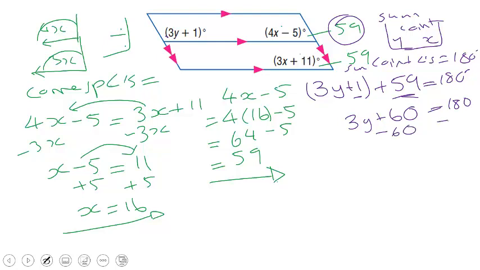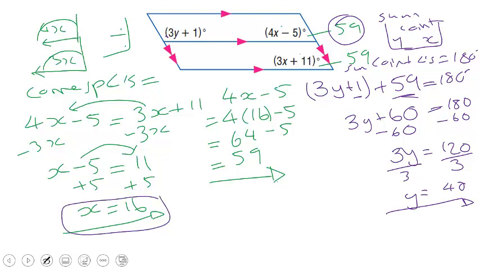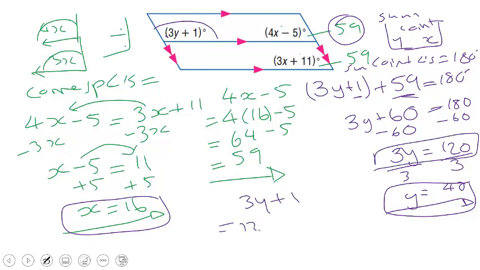Minus 60, minus 60. 3y is equal to 120. Divide by 3, divide by 3. 3 goes into 12 4 times, bring down the 0, so y is equal to 40 degrees. So I've got x is 16 and y is 40, which is great. Let's calculate the value of this angle. 3y plus 1 is equal to, we already know that 3y is 120. So it's 120 plus 1, which equals 121 degrees. Done.